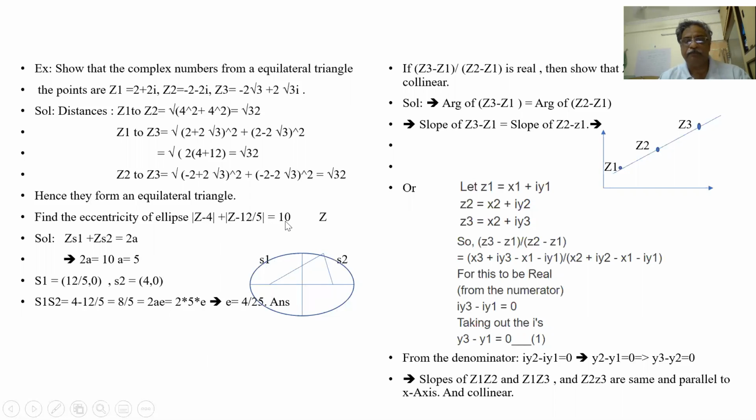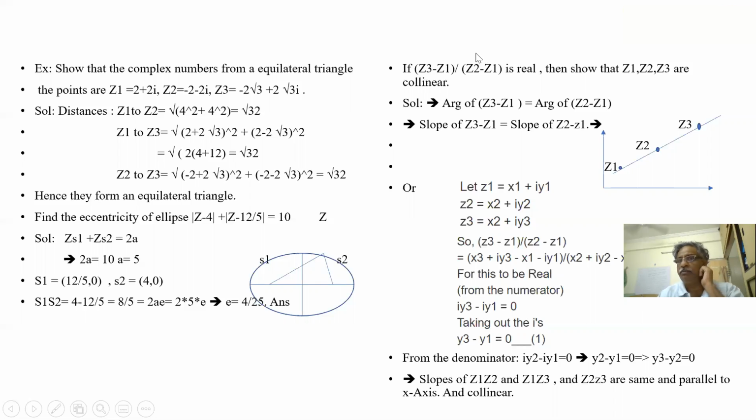Now suppose z3 minus z1 by z2 minus z1 is real. Real means there is no imaginary component, that means the y component is 0. So that means what? They have the same slope. Z3 minus z1 and z2 minus z1 have the same slope. That itself shows that z3 minus z1 is having some argument and z2 minus z1 is having the same argument. So that means they are in the same line.